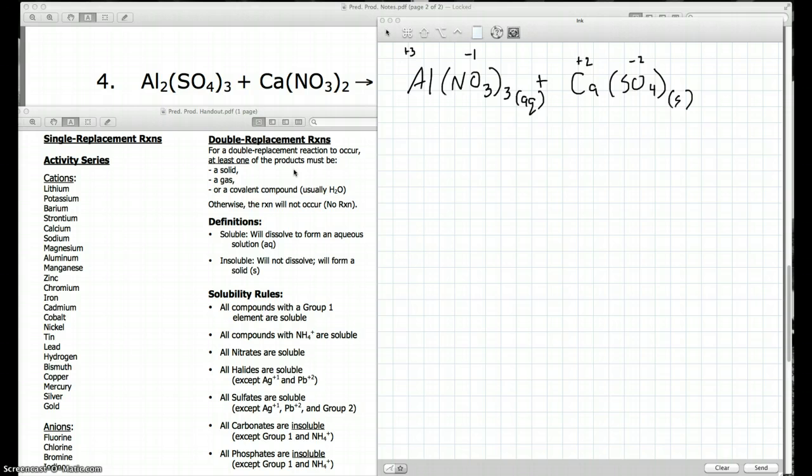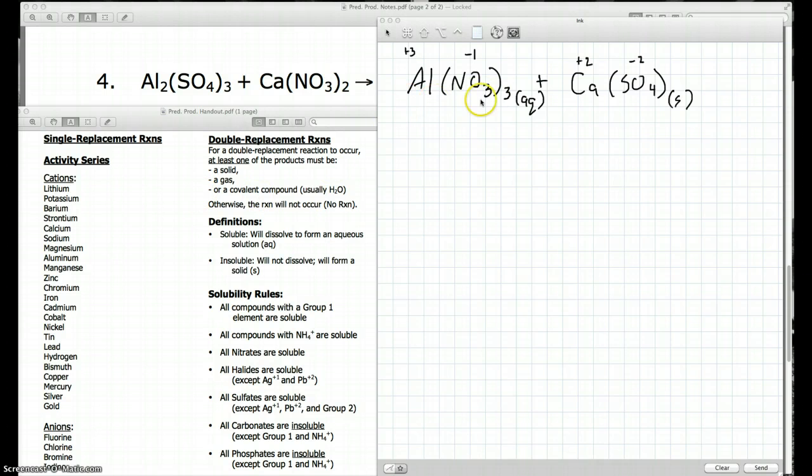And again, for a double replacement reaction to occur, at least one of the products must be a solid, a gas, and I told you I won't give you any examples that produce a gas, or water. It could be other covalent compounds, but again, I won't give you other covalent compounds. So, solid or water is what we're looking for.